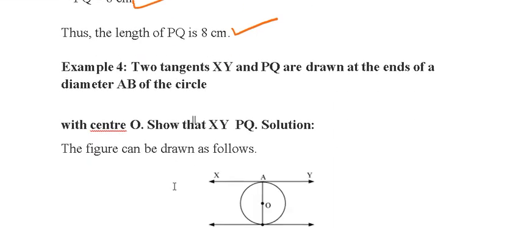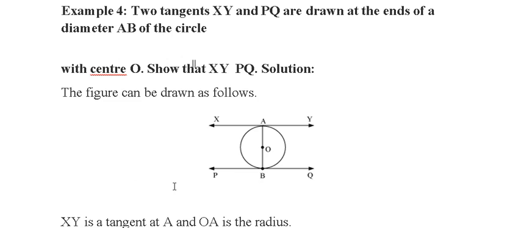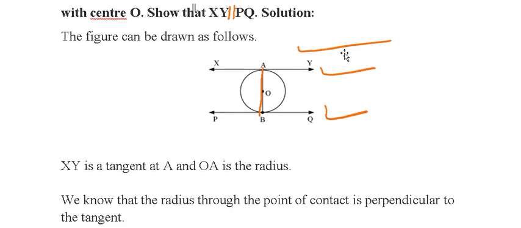Now the next example. You see here, two tangents XY and PQ are drawn at the ends of a diameter AB of the circle with center O, so that XY is parallel to PQ. Solution, right? The figure can be drawn like this, and XY is a tangent at A and OA is the radius.